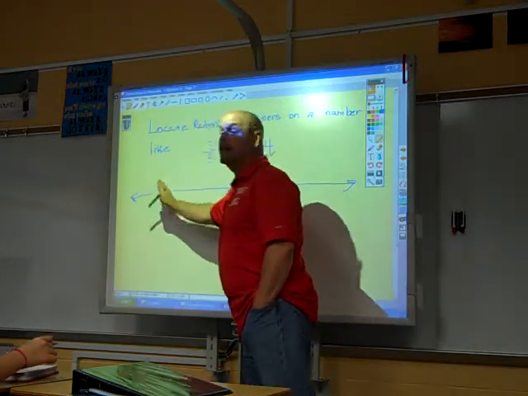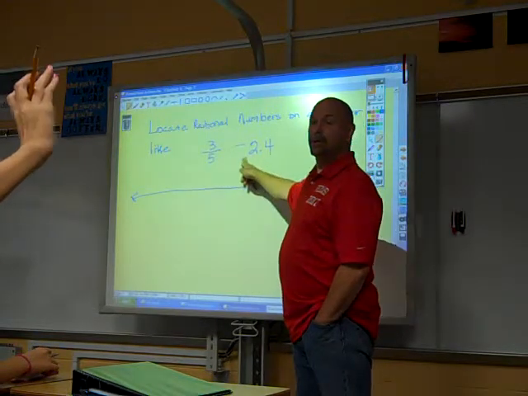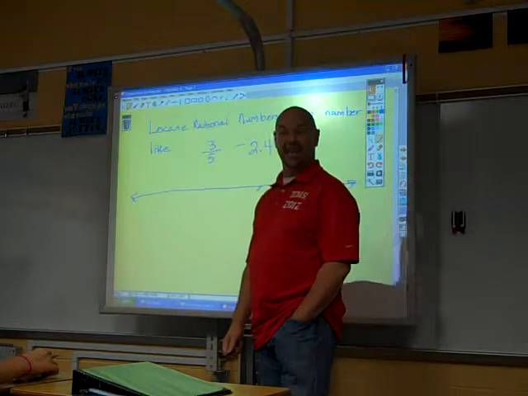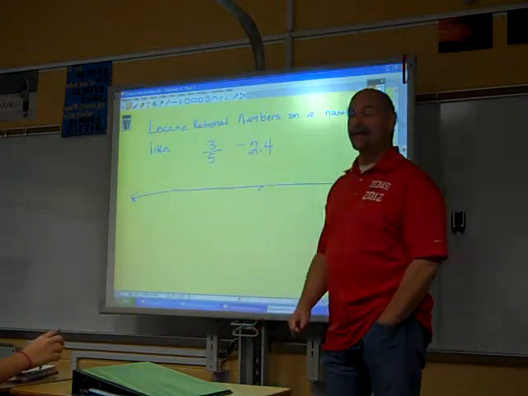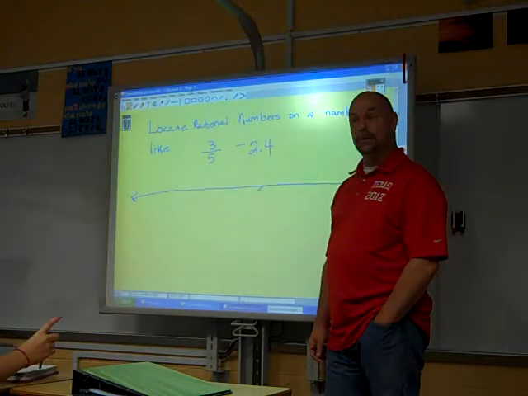So I know I need 0, and I know I need 1 on my number line. Where does this other number fall between? Negative 3 and negative 2. Negative 2 and negative 3.